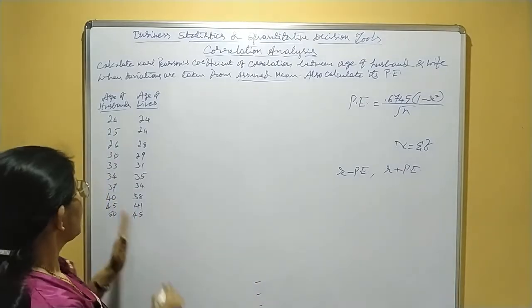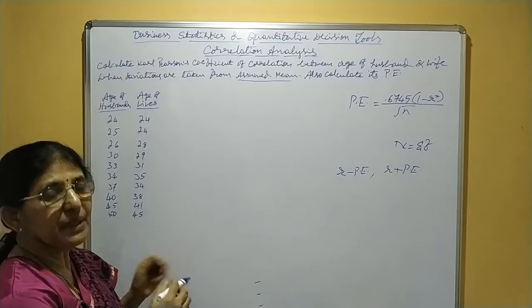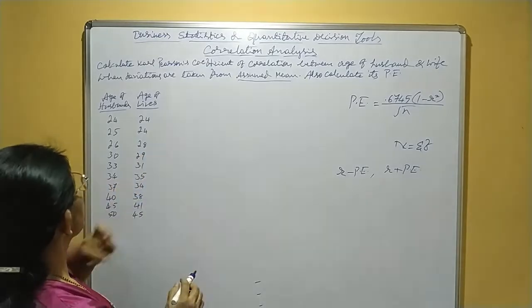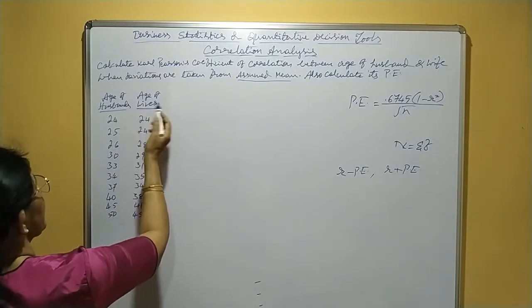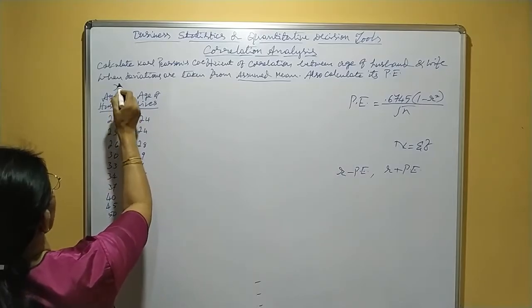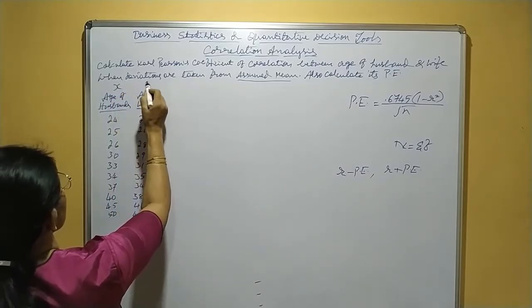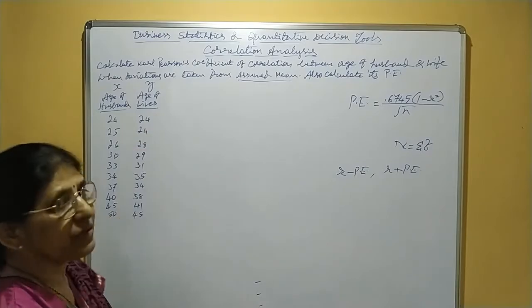Now here we need not calculate arithmetic mean. Let us take deviation from assumed mean. Here two variables are there. One is age of husband. Let us take it as x, and age of wife as y.